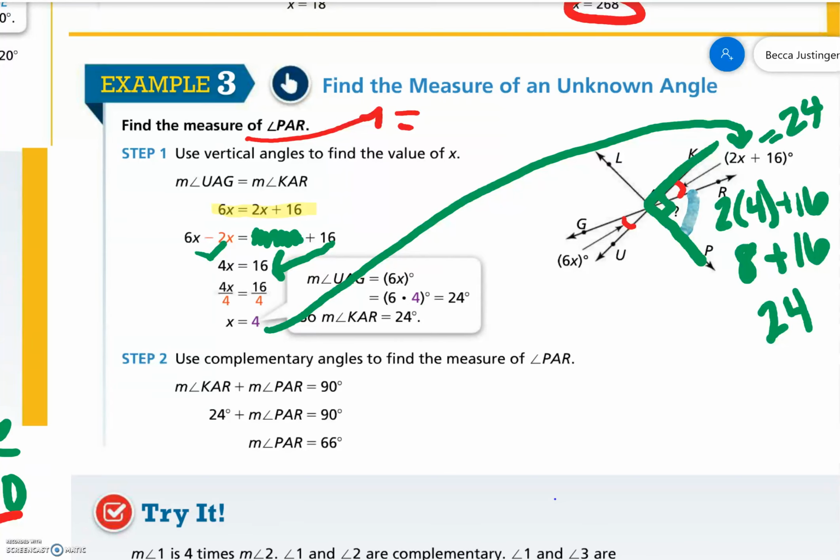Since I know that it makes a right angle, that's complementary, equals 90 degrees. So that's why we can write 24 plus whatever it is that we're looking for is equal to 90. Subtract 24 from both sides. Cancels out on the left. And the angle that we're looking for is 66.